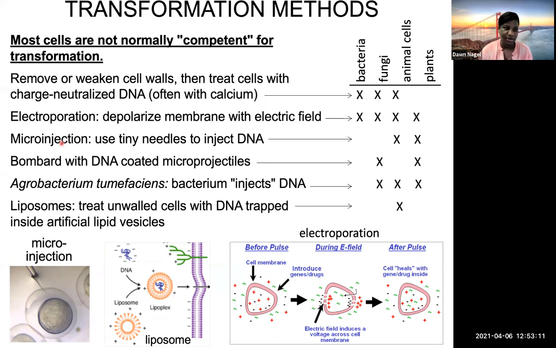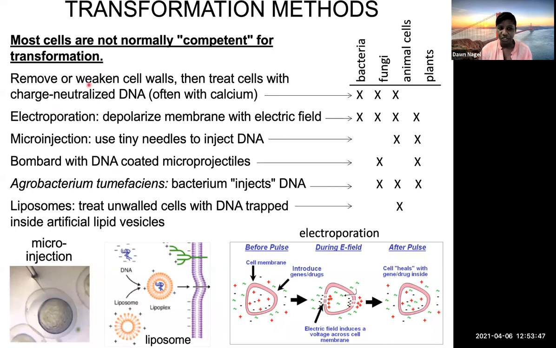So you can transform different types of cells. Not all cells are competent, like E. coli, right? Some cells, for instance in plants, have a cell wall. It's almost impossible to get anything across a cell wall, right? So you need to find different ways to get your DNA across the different barriers that might exist for different cells, okay? So these are all different methods that you can use to transform a cell.